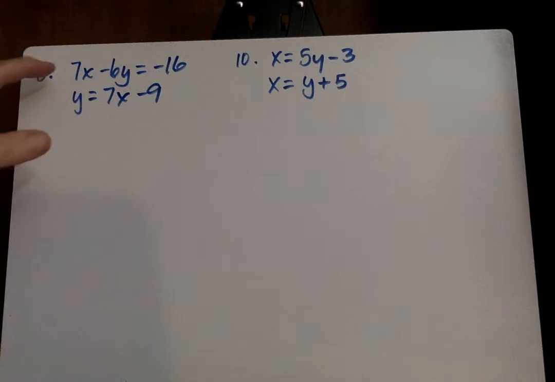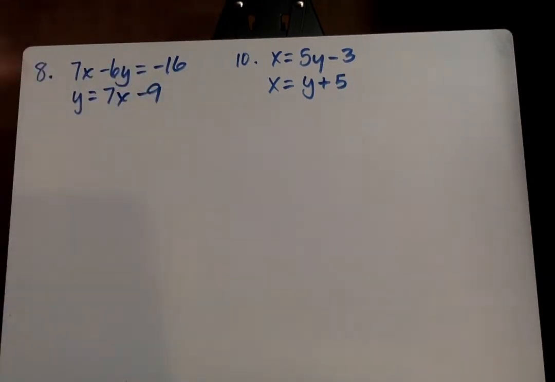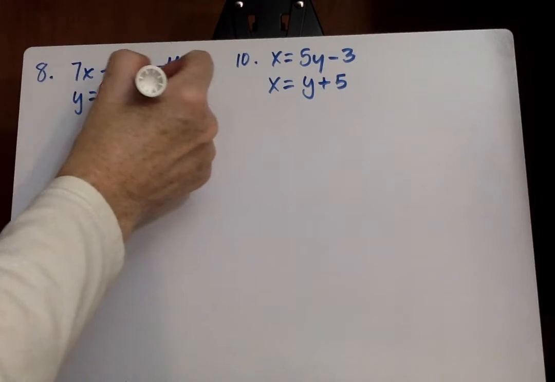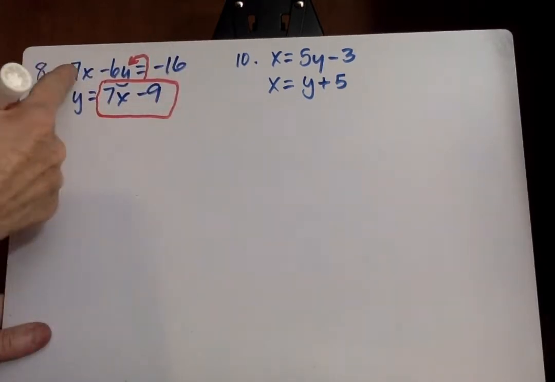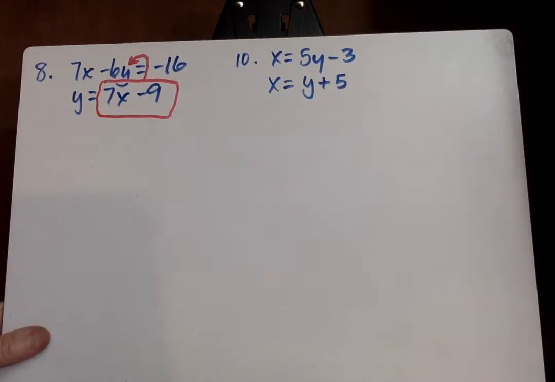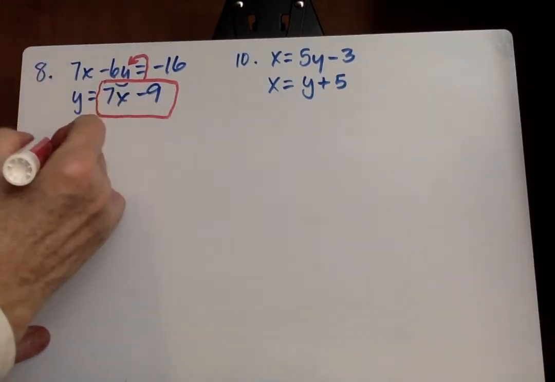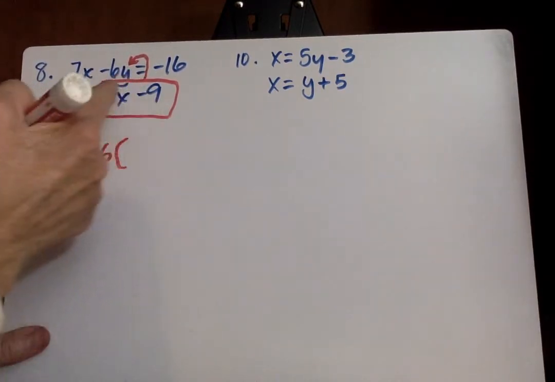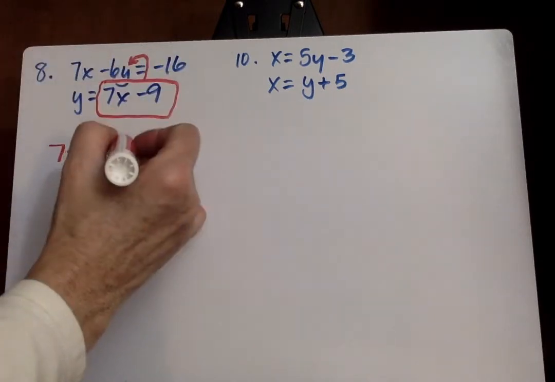Okay, so here we don't have anything all by itself, but we do have this one solved for y. So what I'm going to do is I'm going to take this whole thing and I'm going to put it in for that y right there. So I write this first equation exactly like it is, substituting this whole thing for y. So I put 7x minus 6. Now 6 has to be multiplied by both of these, because it's minus 6 times y.